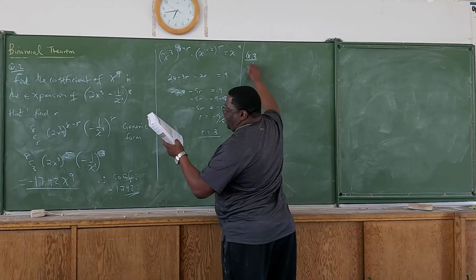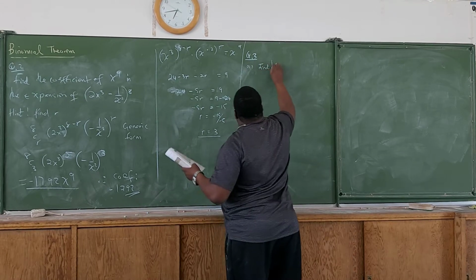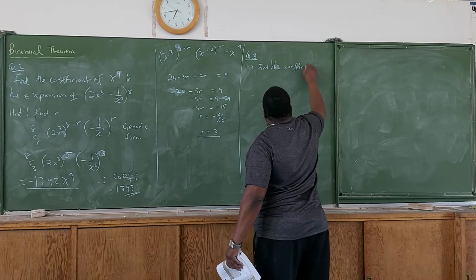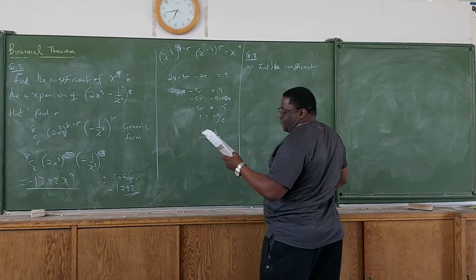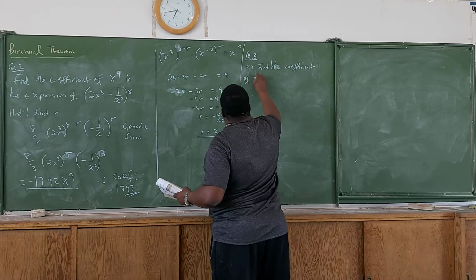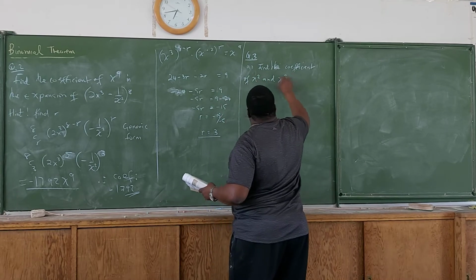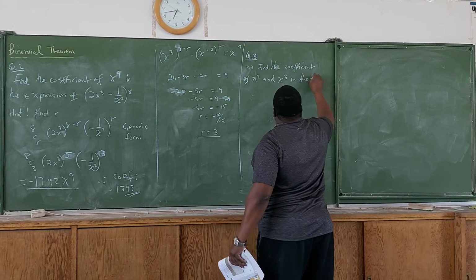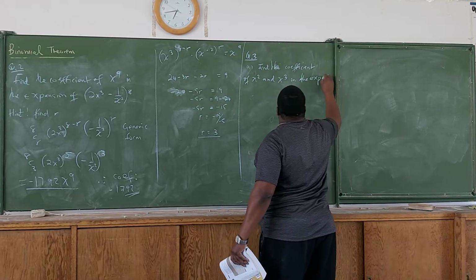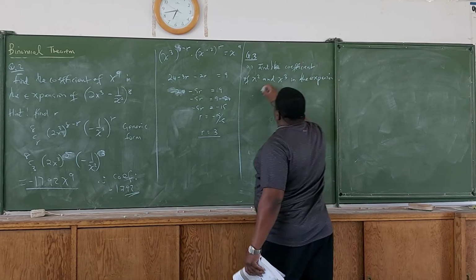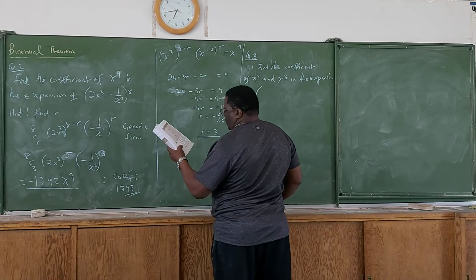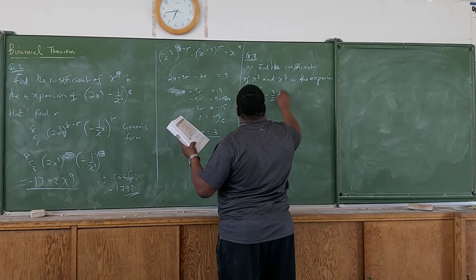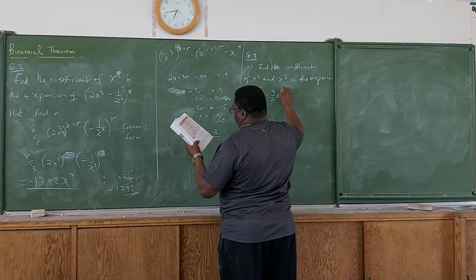Question 3A. Find the coefficient of x squared and x cubed in the expansion. Those are the ones I was telling you. It's easy. You just need to find the r. Once you find your r, there will be two r's. First one for x squared.